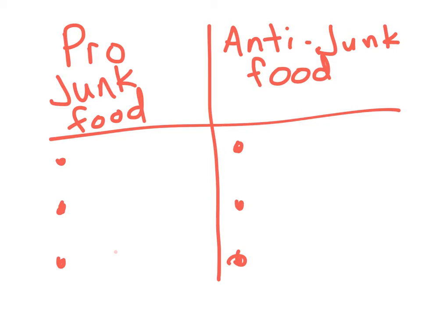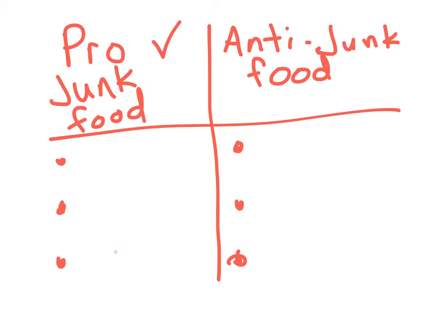As you're reading through the article, when you see an argument, a claim, reasons, evidence that's for junk food, remember pro means they're for it, okay? Then you're going to record it in your notes chart. And that's one way that you get credit for this assignment.